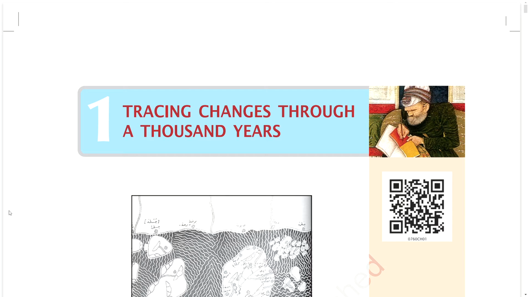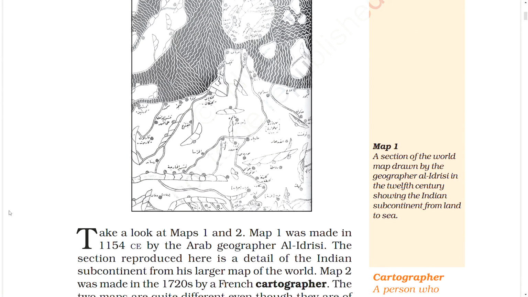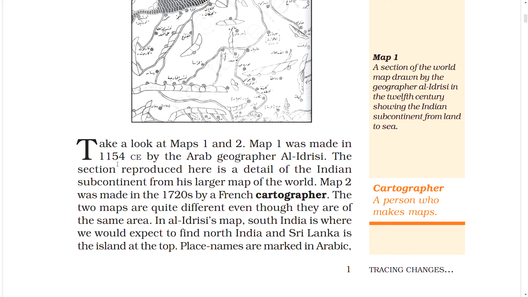Tracing changes through 1,000 years. Map 1. A section of the world map drawn by the geographer Al-Idrisi in the 12th century, showing the Indian subcontinent from land to sea. Cartographer: a person who makes maps.